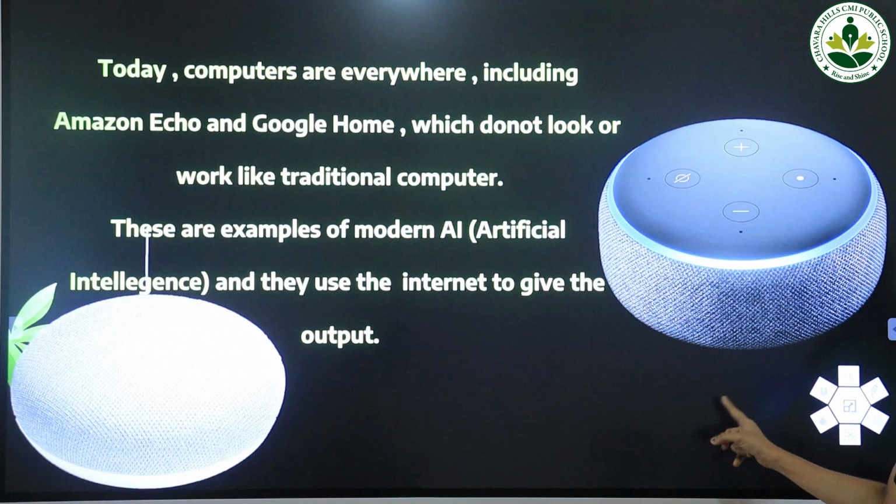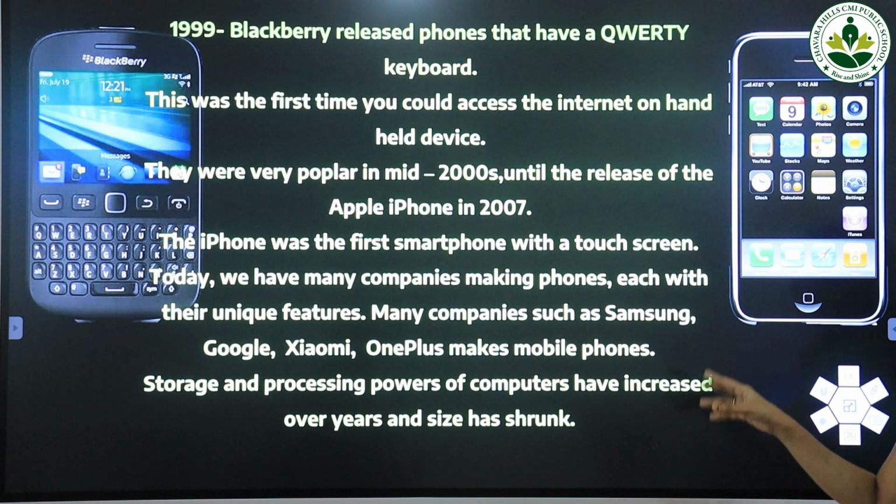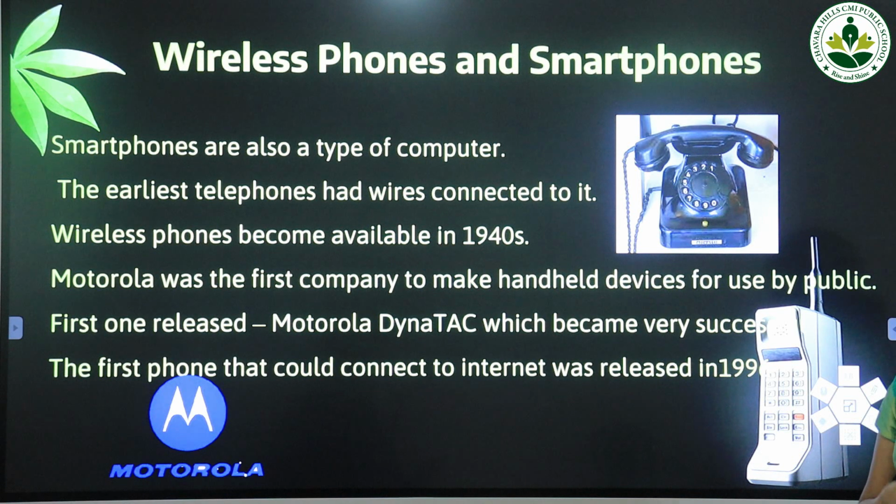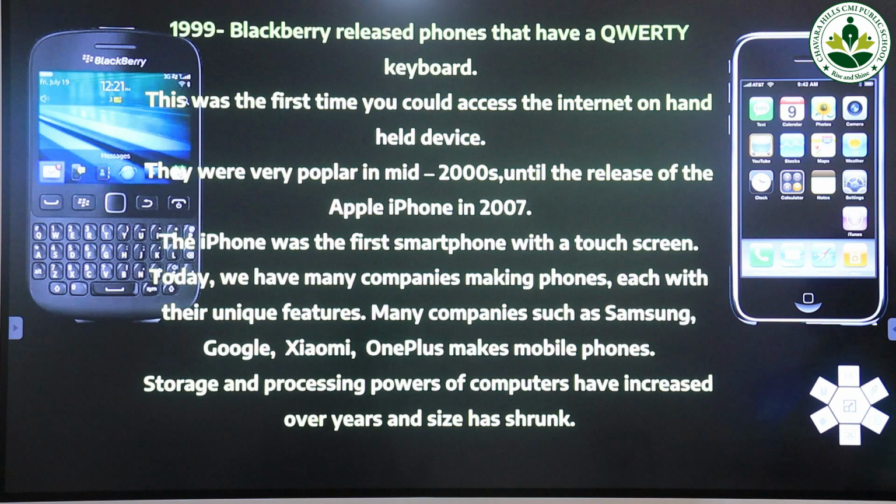So this is all about the phone, that is, the smartphone is also a type of computer. The earliest phone was made by Motorola. They made handheld devices which can be used by the public, and the first release of Motorola was the Motorola DynaTAC. They were very successful, and after that BlackBerry released the smartphone which has a QWERTY keyboard, and after that Apple released a smartphone which has a touch screen, and it was in 2007.